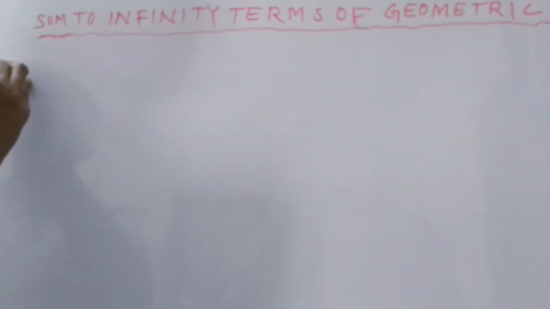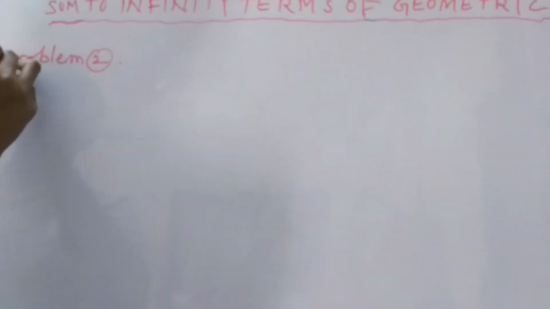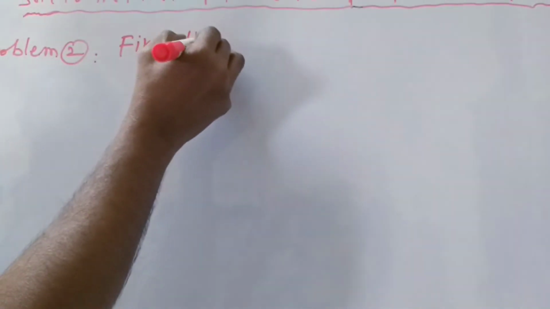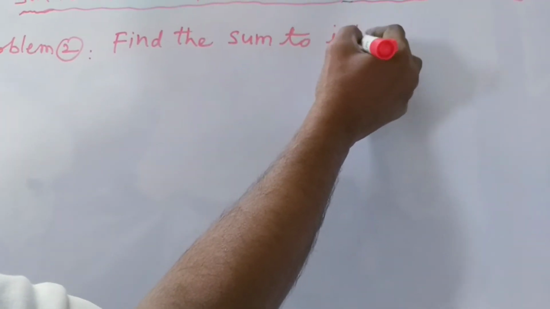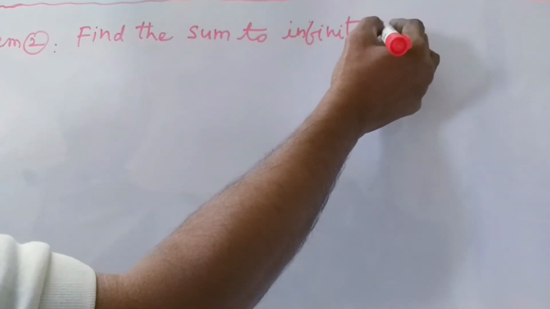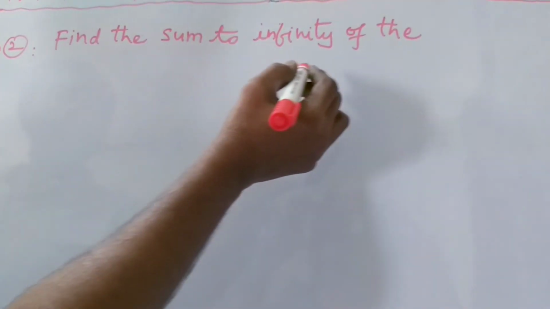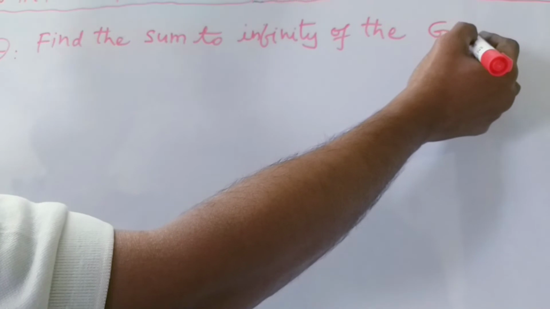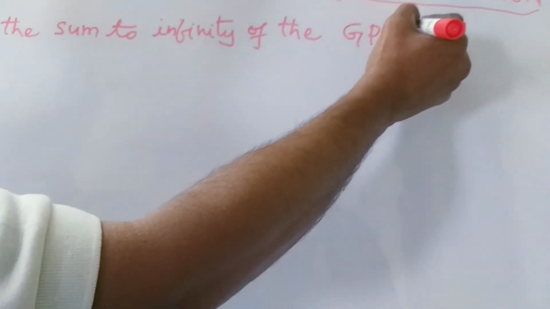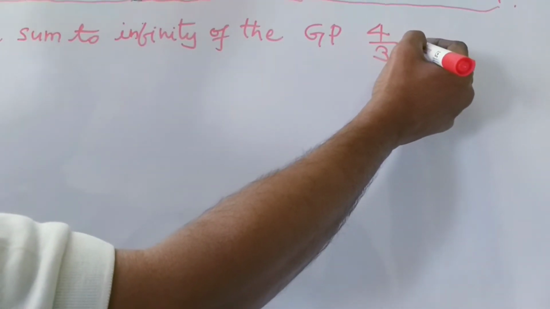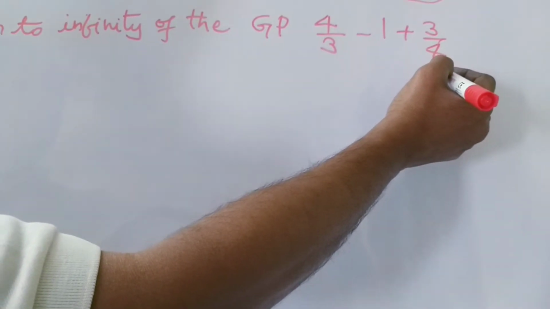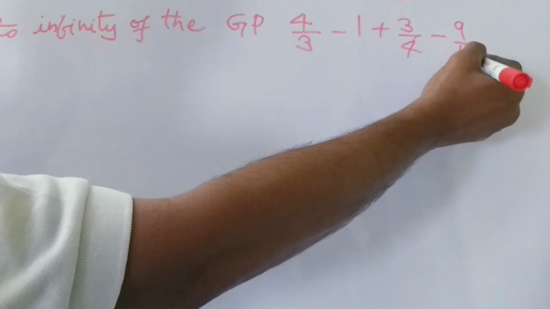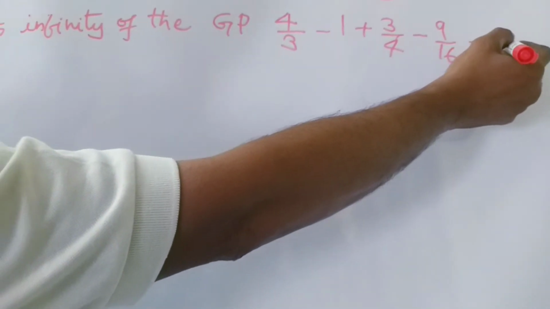Now problem 2. Find the sum to infinity of the geometric progression GP 4 by 3 minus 1 plus 3 by 4 minus 9 by 16 and so on terms.